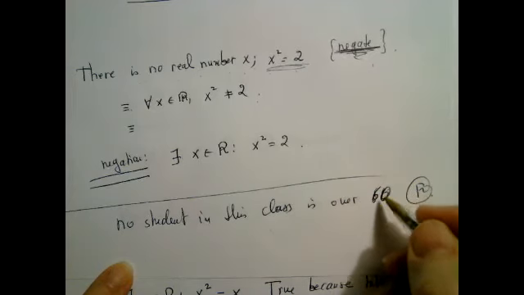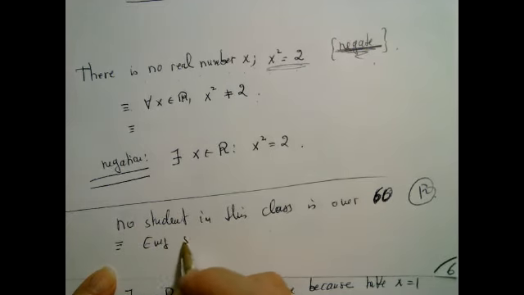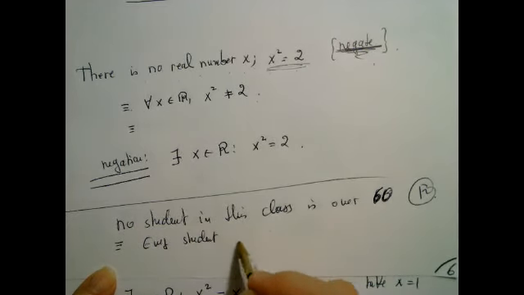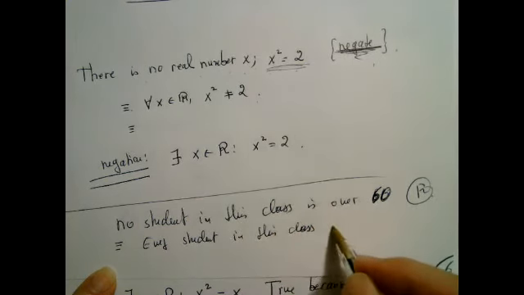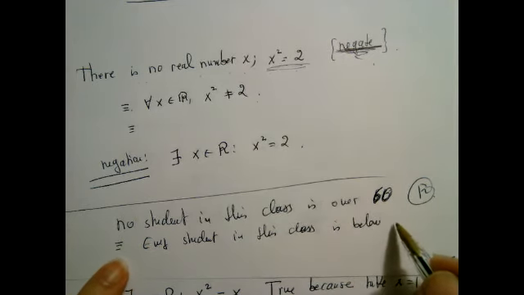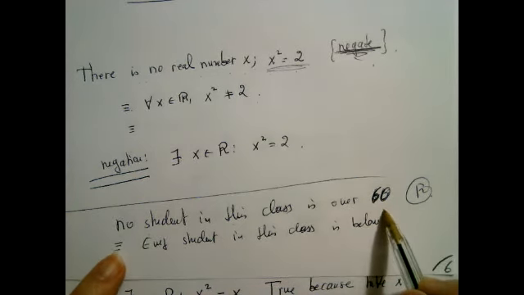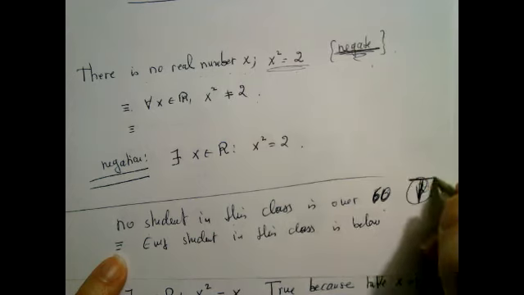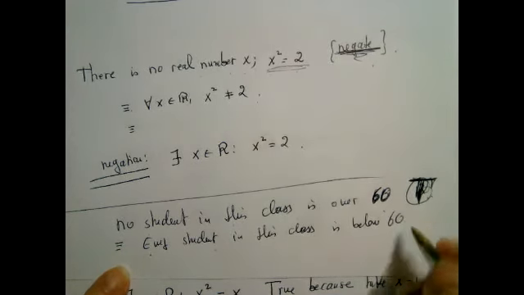Okay, this is equivalent to saying every student in this class is below 60. So no student in this class is over 60. That's a true statement, of course. No student is over 60 means every student in this class is below 60.